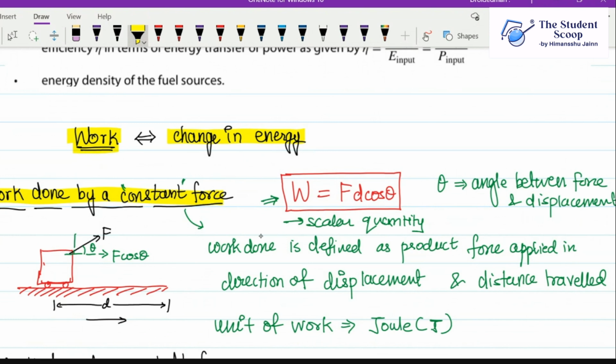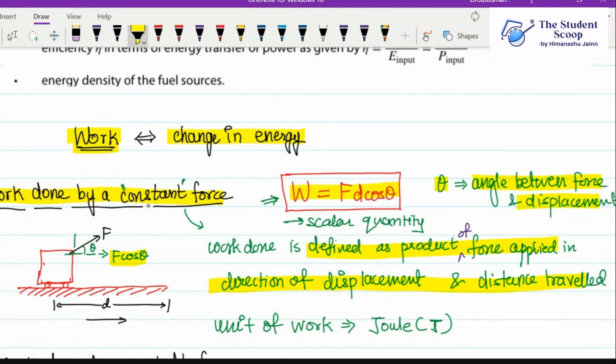Now, what is work done? How is it defined? It is defined as the product of force applied on the object in the direction of the displacement and the distance traveled by the object. Okay, and it is given by W = F d cos theta, where theta stands for the angle between the force and the displacement. So we have to only take the component of the force that is along the direction of displacement.